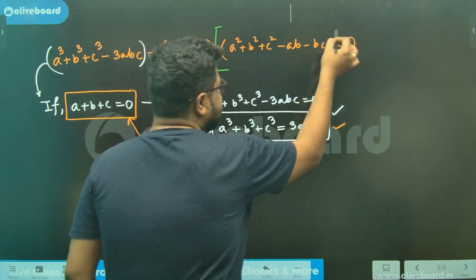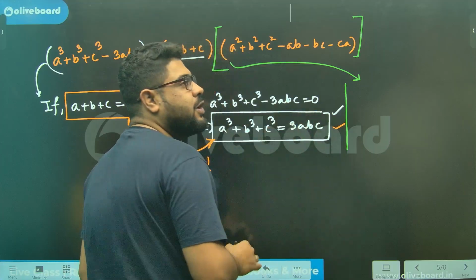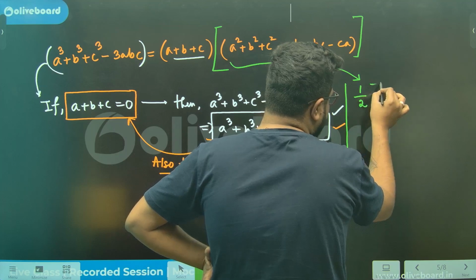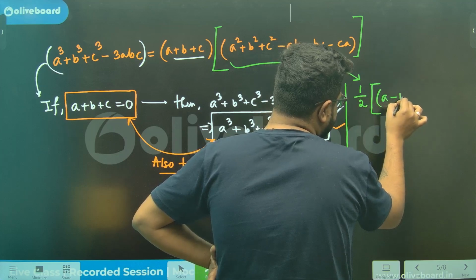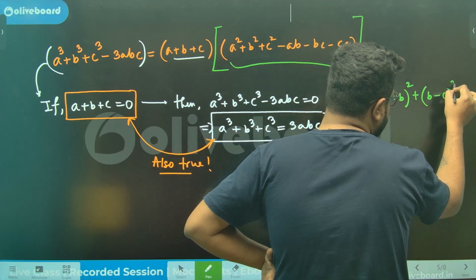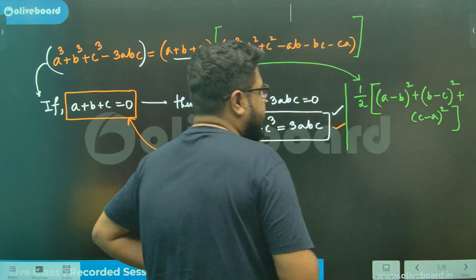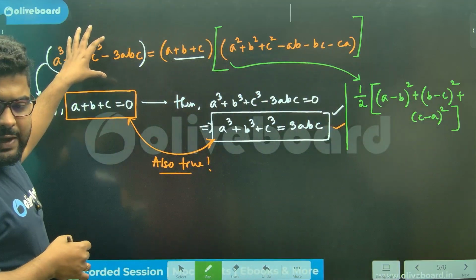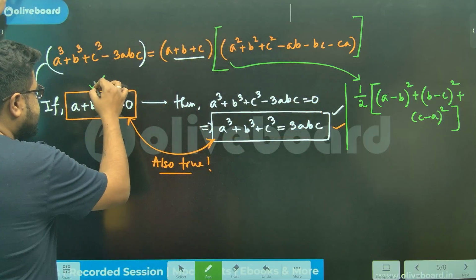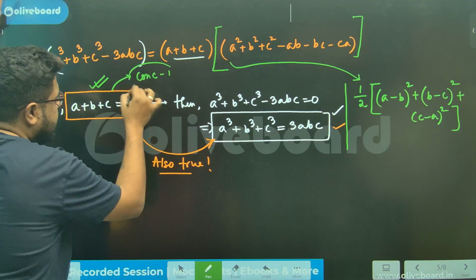This part is very important, as I generally show in my foundation batches. You can write this bit as half into (a minus b) whole square plus (b minus c) whole square plus (c minus a) whole square. So if this bit is 0, I can conclude this one. This is only one part of the conclusion. I can say this is conclusion one.